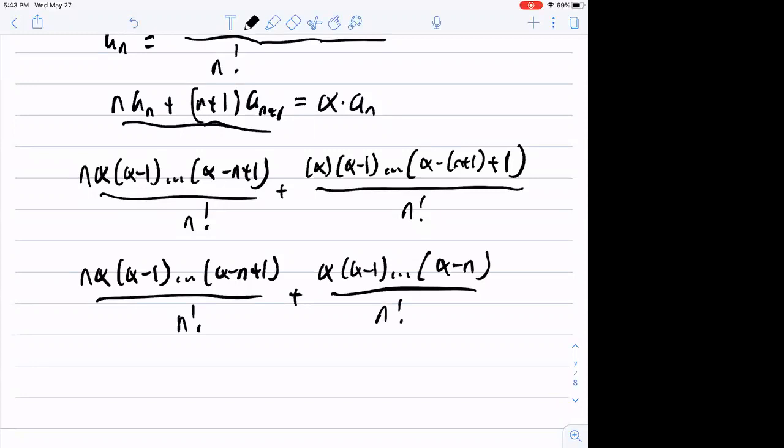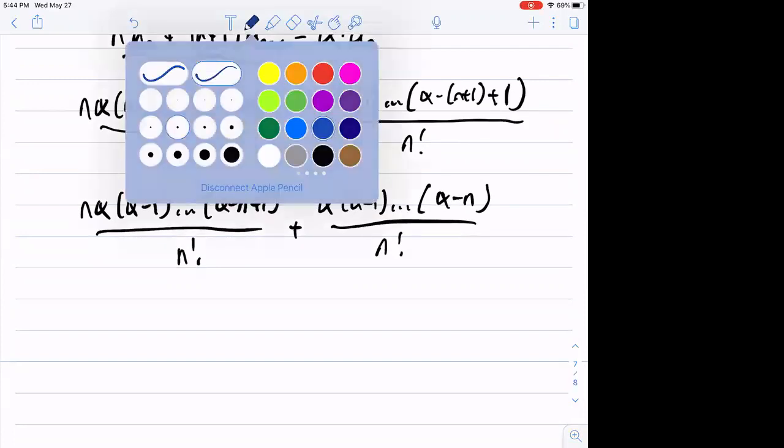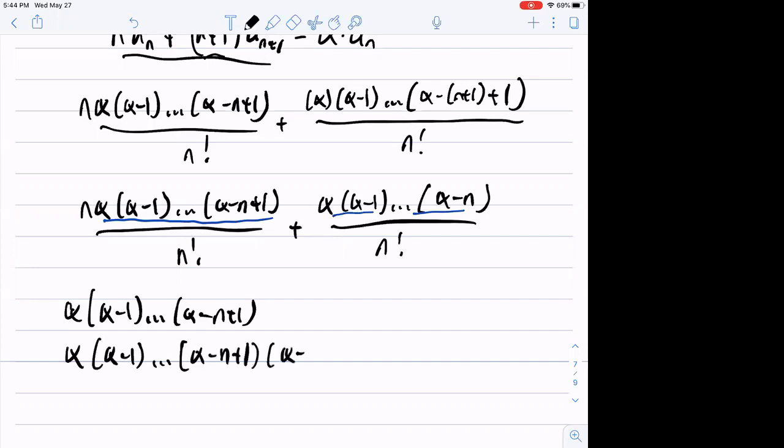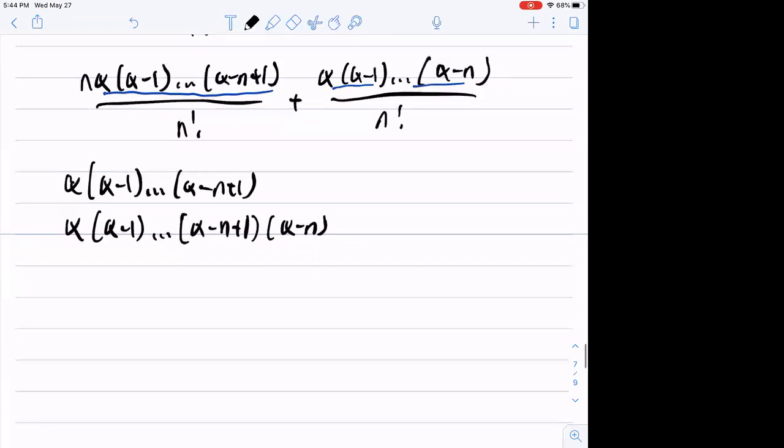From here, which term can I factor out? This thing on top is contained in here, because it goes all the way to alpha minus n plus 1, and the right term goes all the way to alpha minus n plus 1 and one more. If you think about how factorial works, I'm going to pull out alpha minus 1 all the way to alpha minus n plus 1 on my first term and my n factorial.